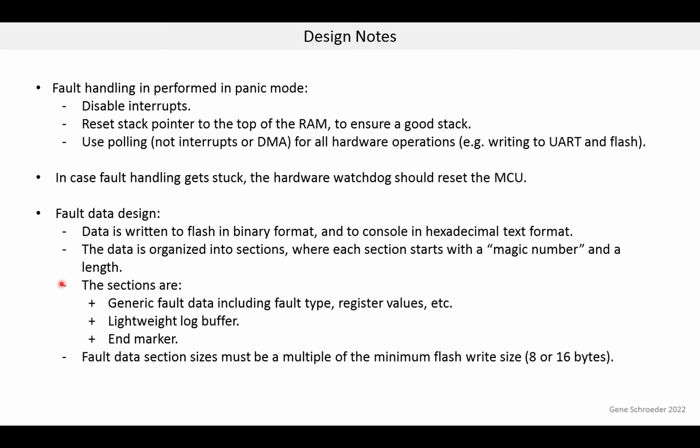And the sections for a fault are, the first one is the generic fault data, including fault type, register values, and so forth. Then there's a section that contains the lightweight log buffer. And then there's a section which is just an end marker. There's really no data in it, but it tells you that you have the complete set of data. The fault data section sizes must be a multiple of the minimum Flash write size. That's a restriction put on by the Flash, and it's typically 8 or 16 bytes.